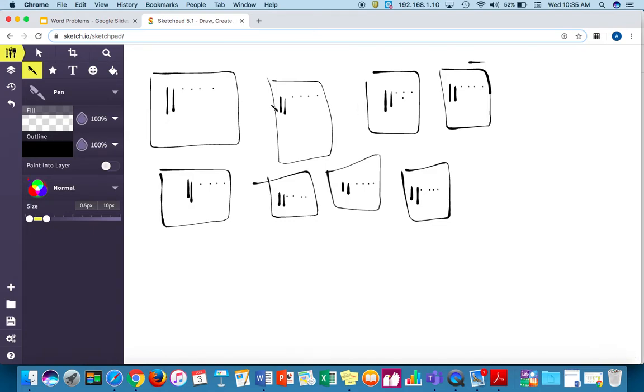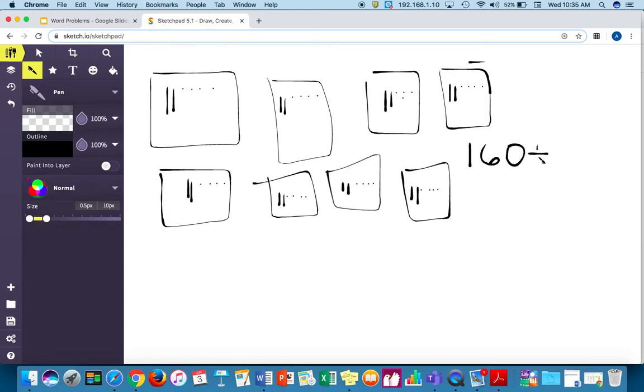10, 20, 30, 40, 50, 60, 70, 80, 90, 100, 110, 120, 130, 140, 150, 160 in tens. We counted all the 10s.